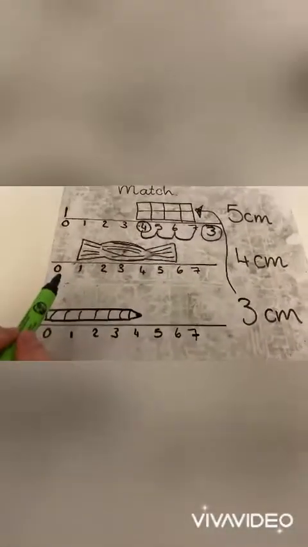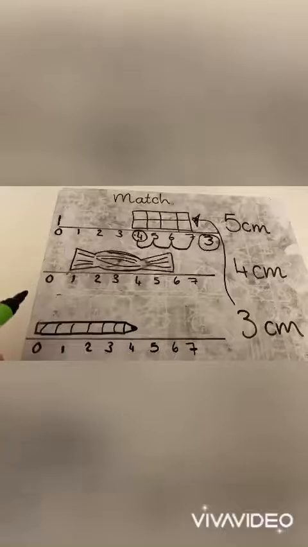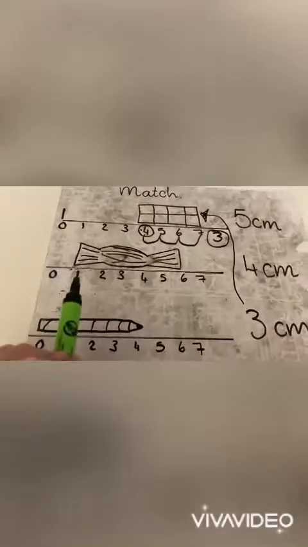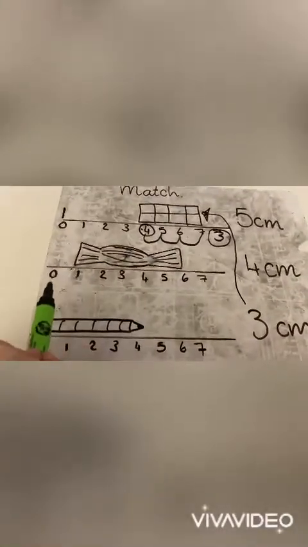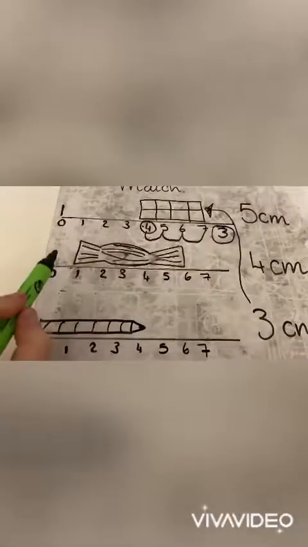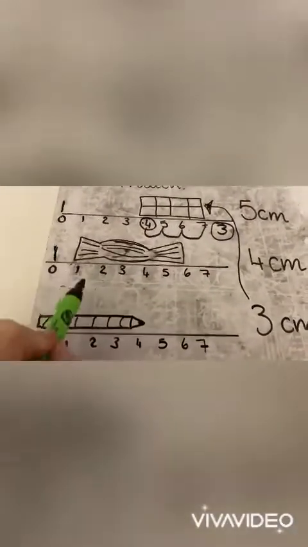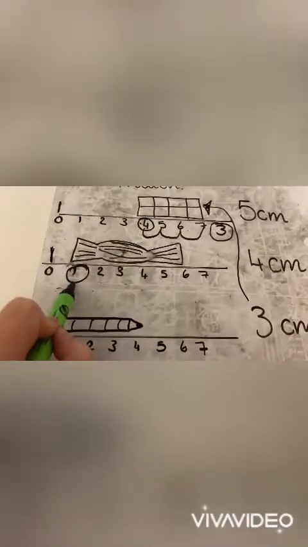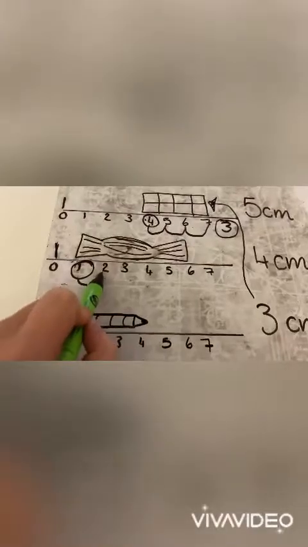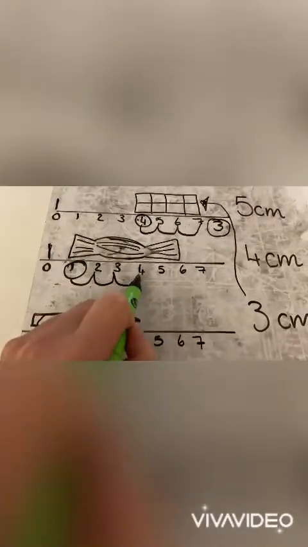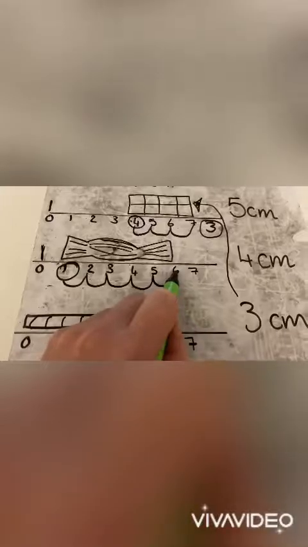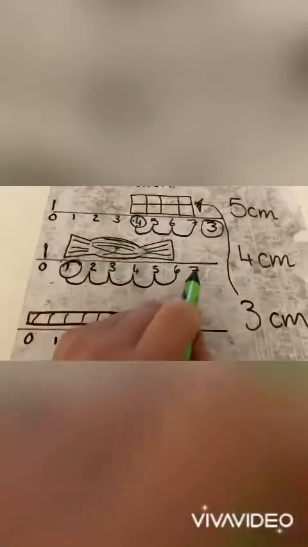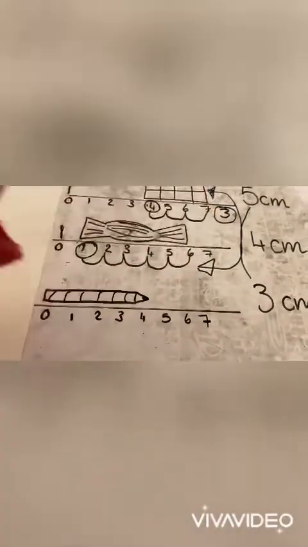Next one, I've got a lovely sweetie here. I wonder if it's a Quality Street. Now again, it's not sitting on my 0, is it? So we need to be careful and look out for that. So we're starting at number 1 and we're going to jump up again and count. 1, 2, 3, 4, 5. So this is 5 centimetres long, boys and girls. I'm going to draw a little line here.